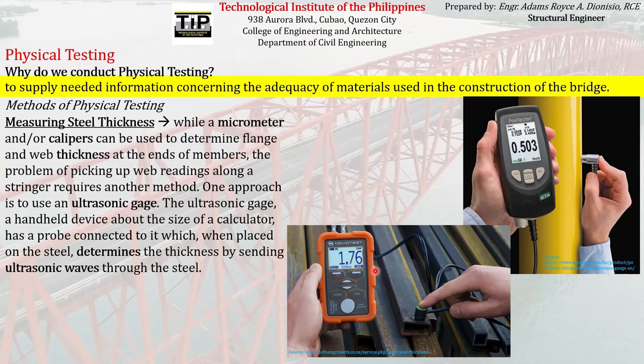So this handheld device is advantageous to use for those steel members that cannot readily be measured by micrometer or calipers, like this one. If you want to measure the thickness of this hollow steel post, obviously the use of micrometer or caliper is not available to measure it. Therefore, the use of an ultrasonic gauge will be needed. And as you can see here, we just put the probe on the steel post, and then we can immediately read the actual thickness of the steel post, which is shown here, 0.503 inches.